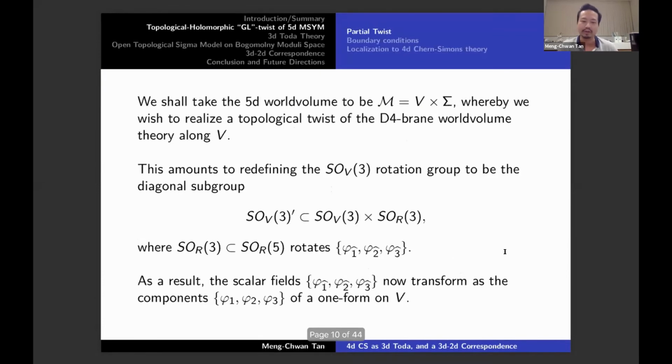So what you're going to do is, for example, look at the 5 scalar fields that we have, which transform in the 5 of the SO(5)_R. We're looking at just SO(3), so there are 3 of them. If you unhat these 3 indices, they become φ_1, φ_2, φ_3, and you notice that they form a 1-form on V with 3 components. That's where you can understand that the theory has been twisted along V in a topological sense.